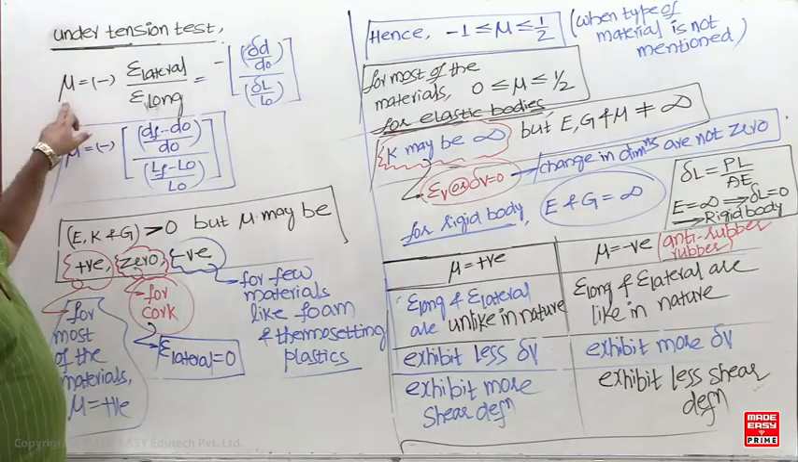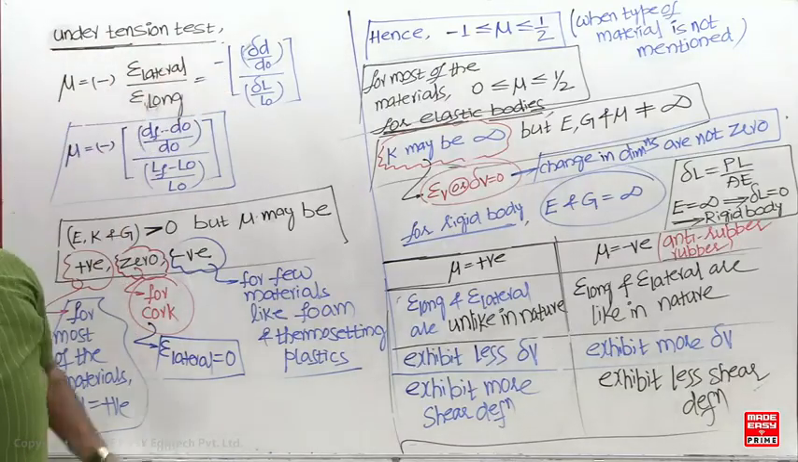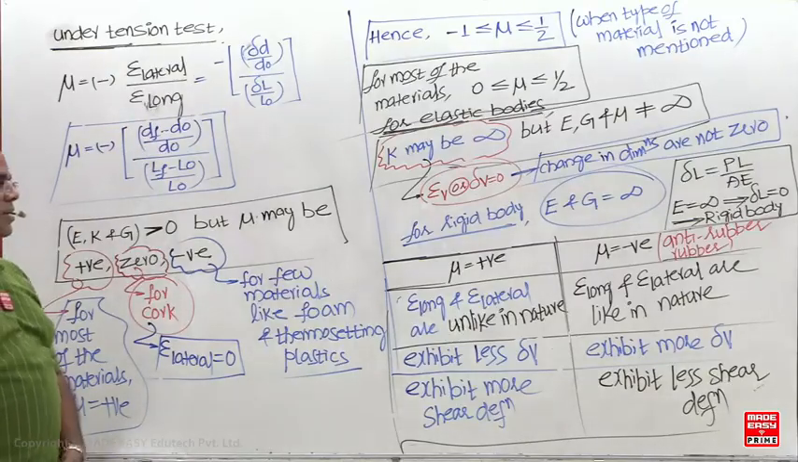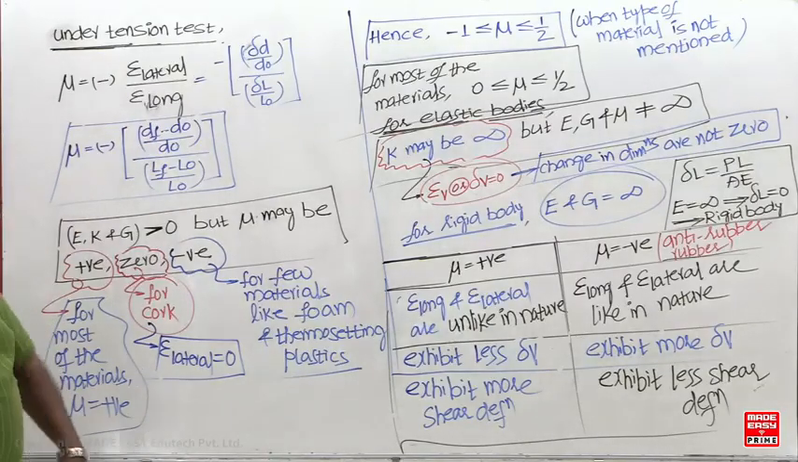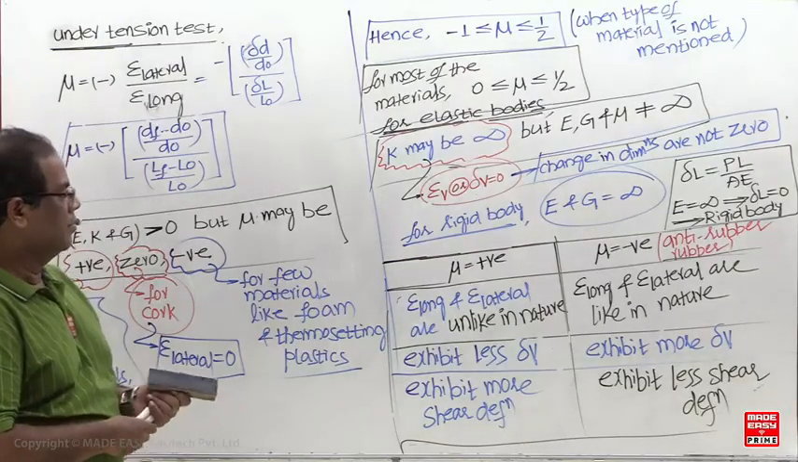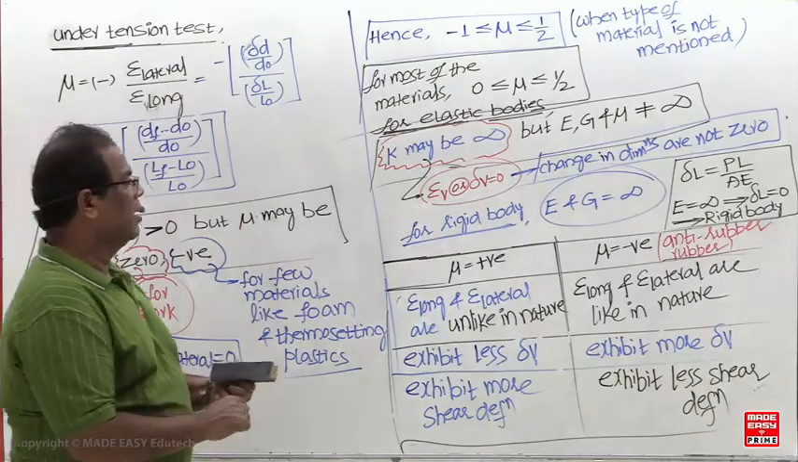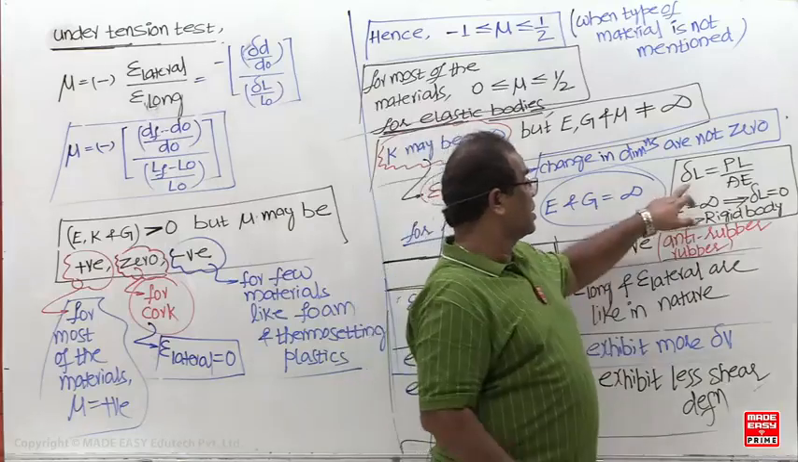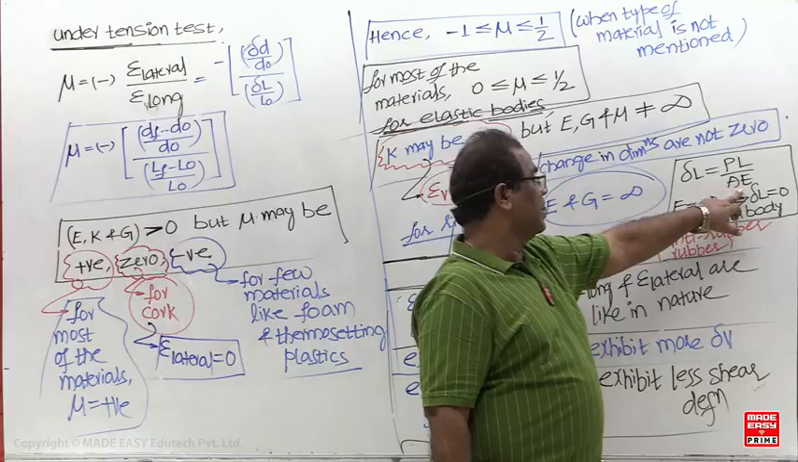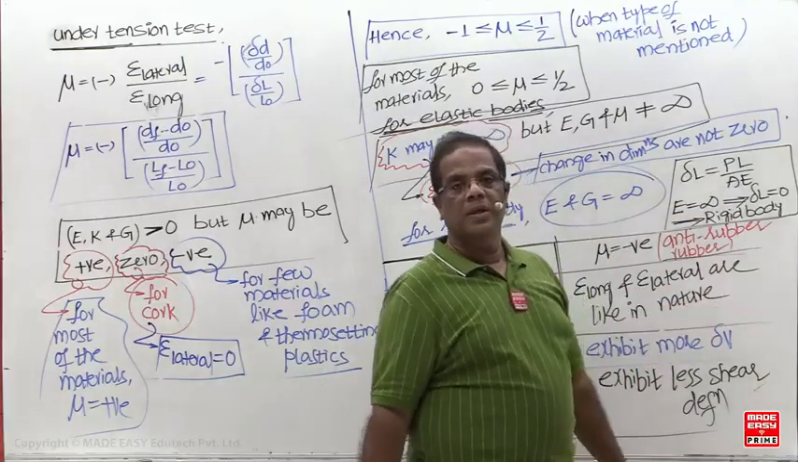So here what should I consider now? If mu is 0, which option do you have to select? Lateral strain should be 0 or longitudinal strain should be infinity. But when the longitudinal strain is infinity, that means E is going to be 0. When E is 0, what happens now? The change in length is going to be infinity. So practically it is not possible now.